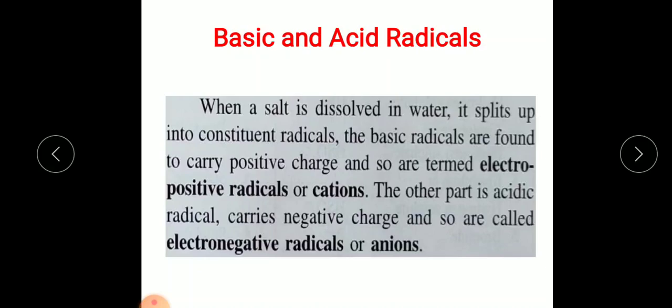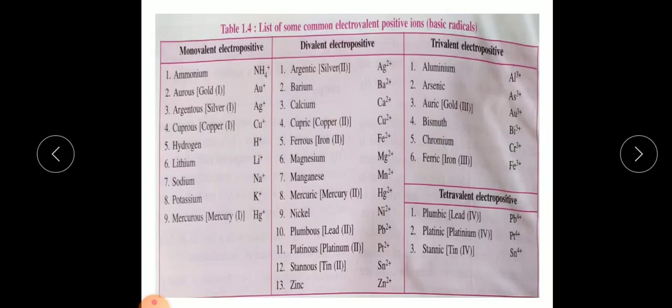The other part is the acidic radical, which carries negative charge and so is called an electronegative radical or anion. Now, the list of some common electropositive ions. This we need to understand, because after this we are going to write chemical formulas by the crisscross method. At that time we should know which ion is represented in which way.